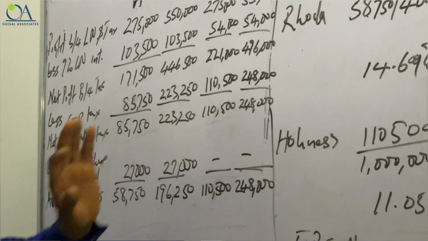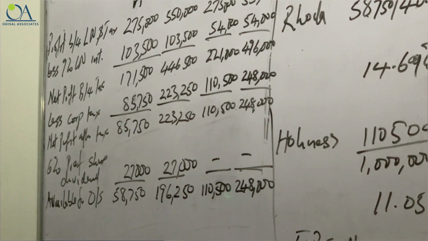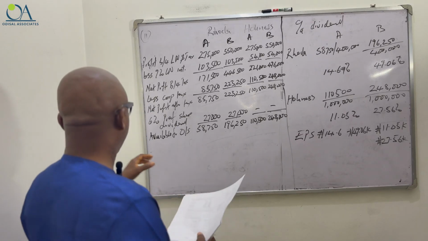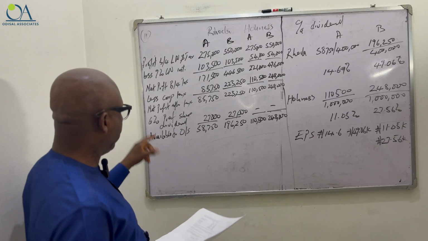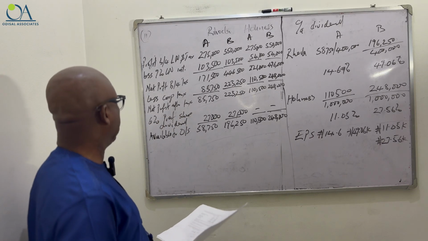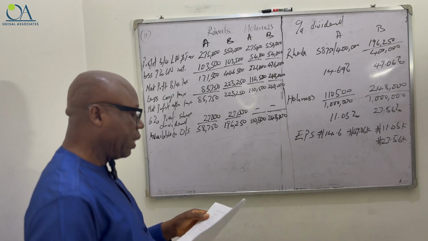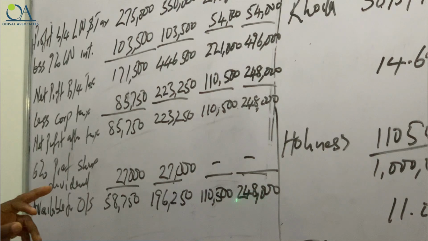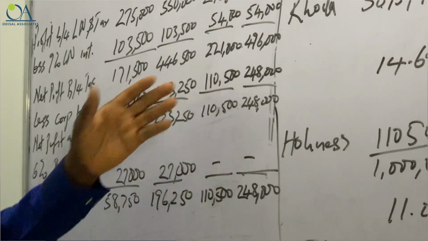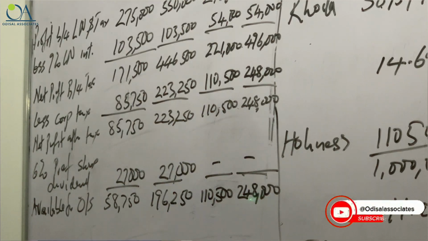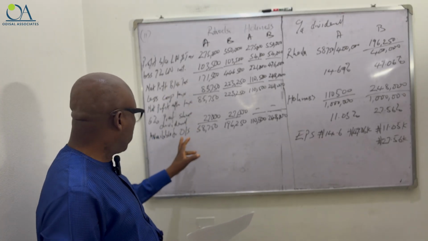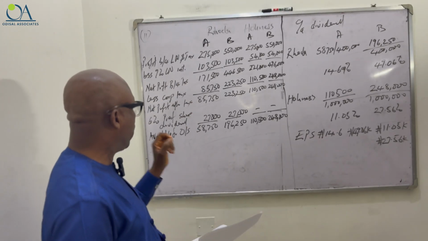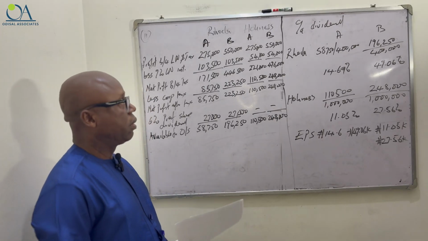After you've gotten your net profit after tax, that's when you consider the preference shareholders. So the preference shareholders is a 6% preference shares dividend. You calculate 6% on the preference share. The preference share is 450,000. 6% of 450,000 will give you 27,000. Holiness does not have preference shares. So after that, you remove it from the profits after tax to get what is available to the ordinary shareholders.